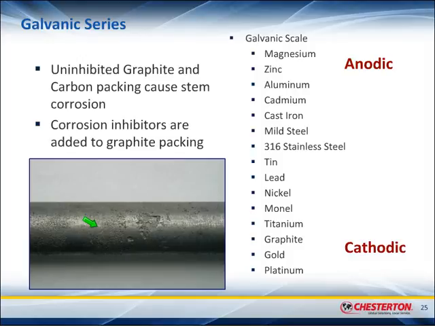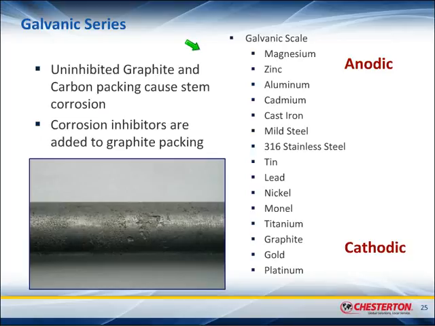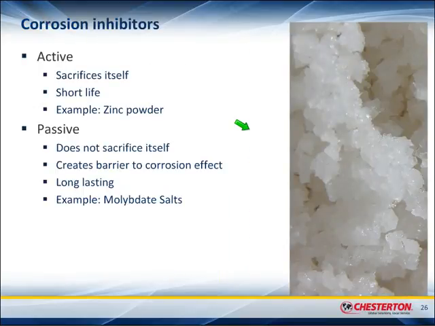And to avoid that phenomenon, packing manufacturers put corrosion inhibitors in their packing. If you look at the previous page, you see, for example, that zinc is completely on the far end of the anodic scale, so it's much more anodic than stainless steel. So some packing manufacturers put zinc powder in their packings, and what actually happens then is the zinc starts to sacrifice itself before the stainless steel stem does. This zinc powder is called an active corrosion inhibitor.